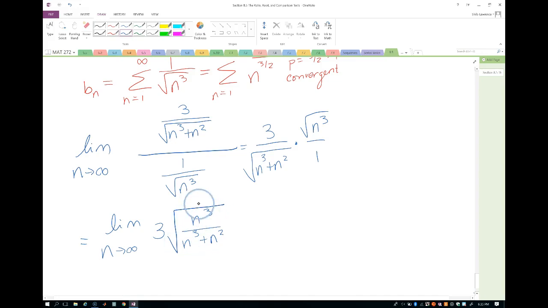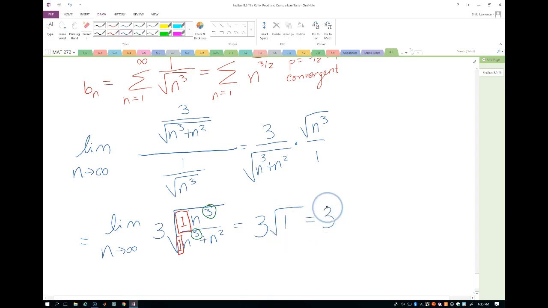Now inside that square root we have a polynomial and the degrees match, which means we can use the coefficients to determine the limit of the square root part. So this is going to end up being 3 times the square root of 1, which is just 3.